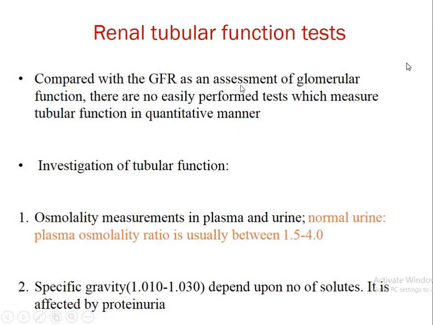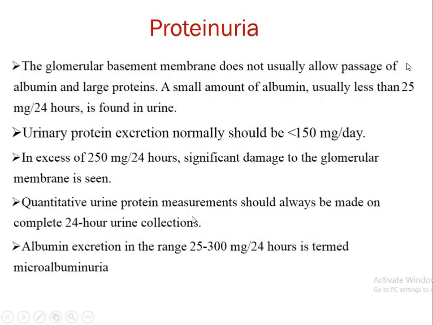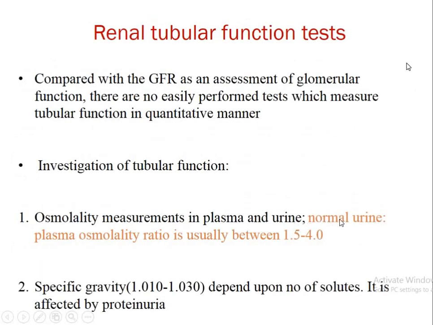Compared to the GFR as an assessment of glomerular function, there are no easily performed tests which measure tubular function in a quantitative manner. So certain other methods were devised for the investigation of tubular functions, like measurement of osmolality and specific gravity. So as you know, osmolality is measured in the plasma and urine. Normally the urine to plasma osmolality ratio is between 1.5 and 4.